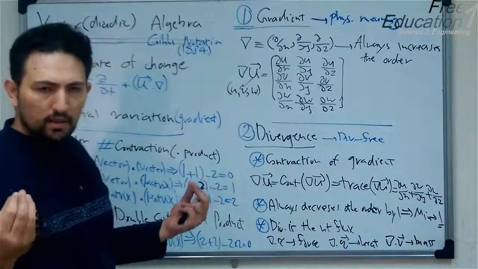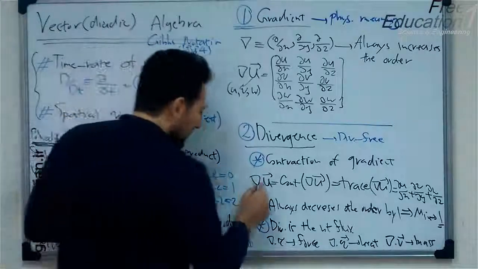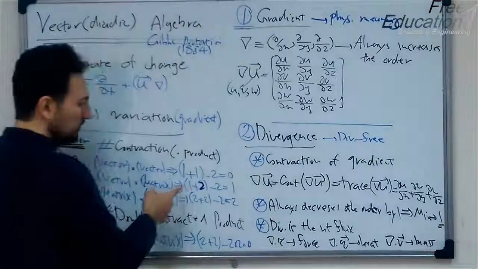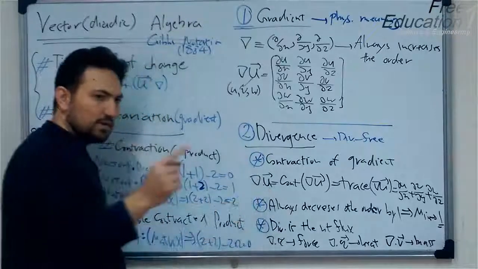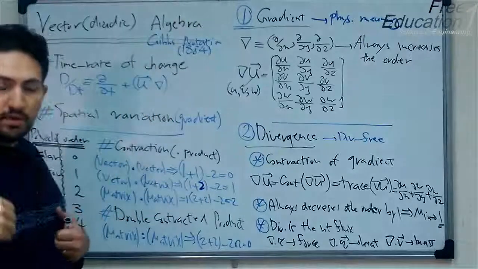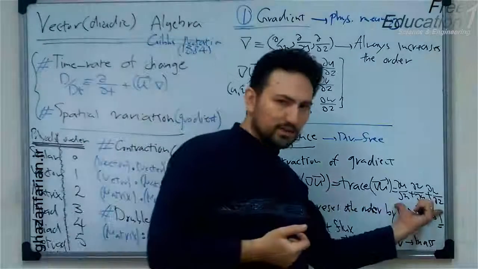This is the divergence operator. Pay attention that, similar to what I have written here, the del operator is a vector. Again, this is a vector. 1 plus 1 is 2. When you perform a contracted product, the result will be a scalar. So this is a scalar.